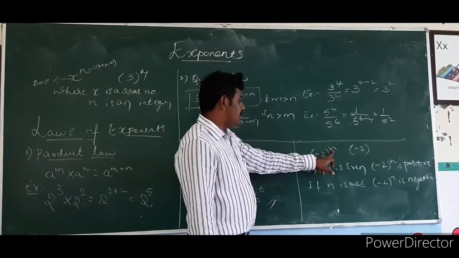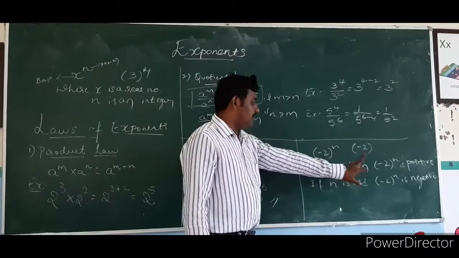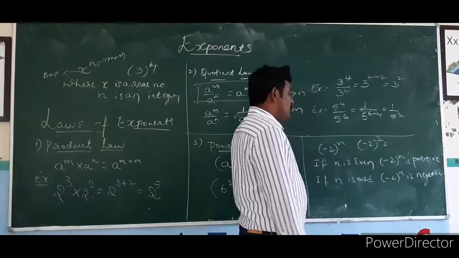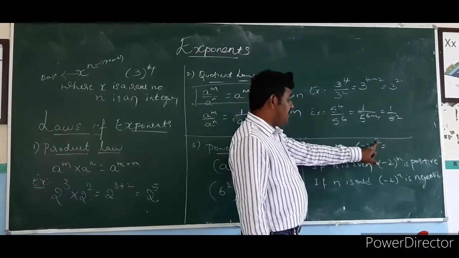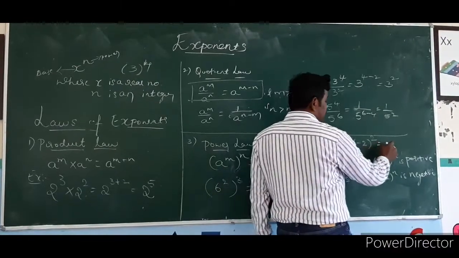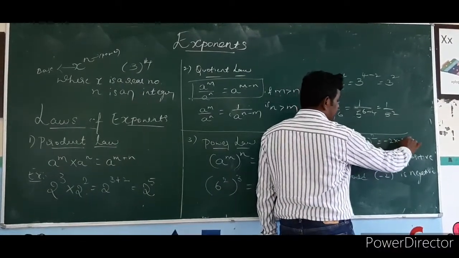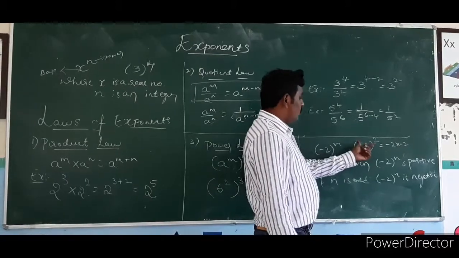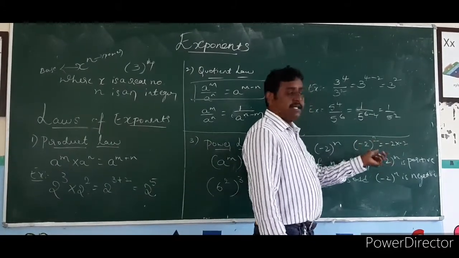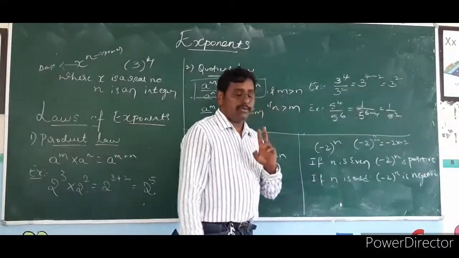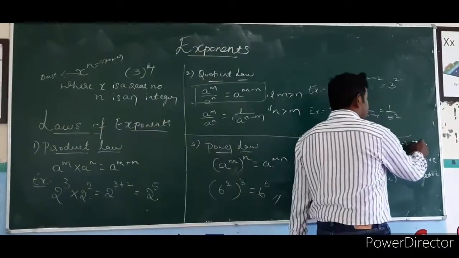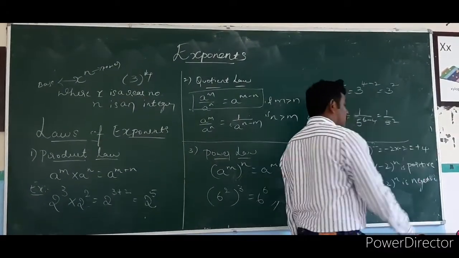So if n is an even number, suppose n is even, 2 to the power of 2. If it is an even number, then this will become plus. Suppose you simplify minus 2 whole to the power of 2. It means we have to multiply minus 2 two times, that is minus 2 into minus 2. Minus into minus is plus, 2 twos are 4.